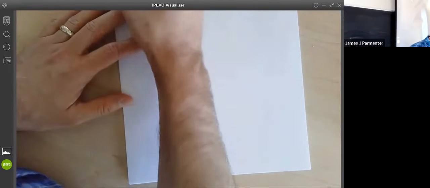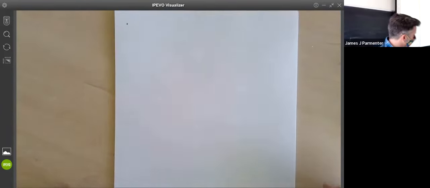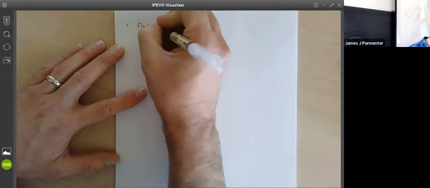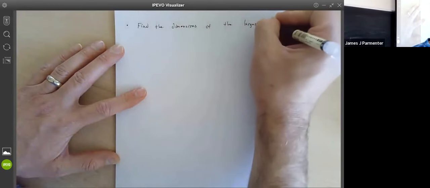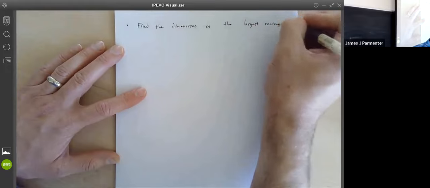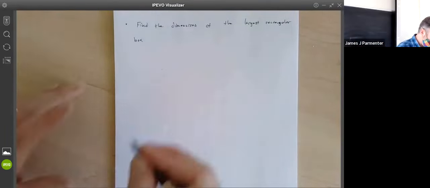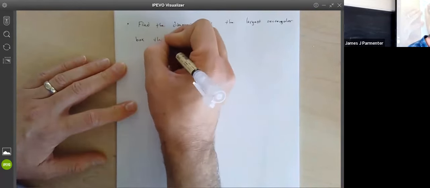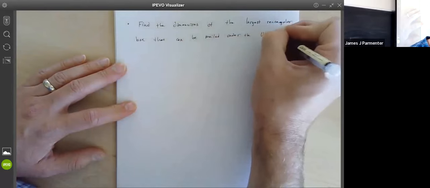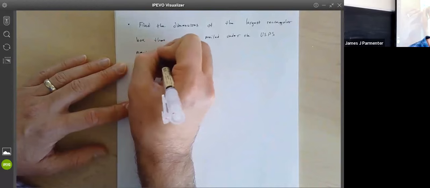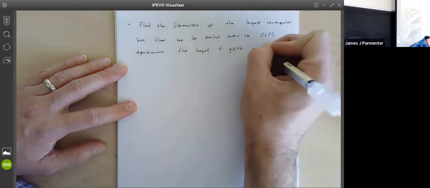So, we want to find, this is a classic question, like every class typically does this. This is a classic 21C optimization question. Find the dimensions of the largest rectangular box. As I'm reading this, I'm thinking, okay, I'm trying to maximize volume. If someone says the largest three-dimensional thing, they mean the one that has the most volume. So the largest rectangular box that can be mailed under the US Postal Service requirement that length plus girth must not exceed 108 inches.